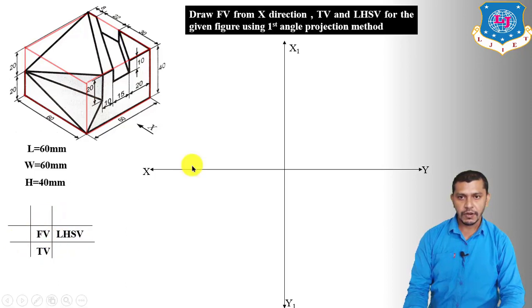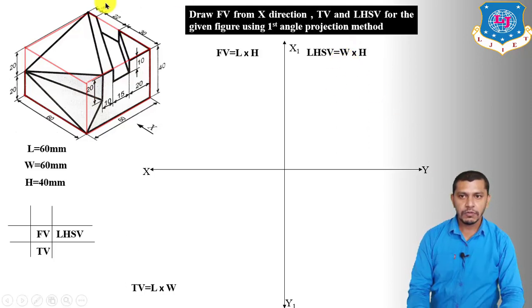We will get the front view in the second quadrant. So the front view over here, and the front view will show us the length and height of the object. Below the front view we will get the top view, and the top view will give us the length and width of the object. And on the right hand side of the front view we will draw the left hand side view, and the left hand side view will show us the width and height of the object.